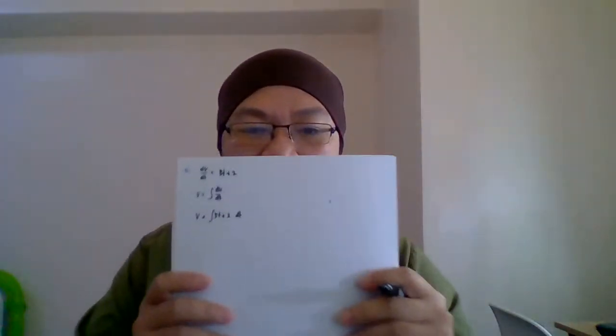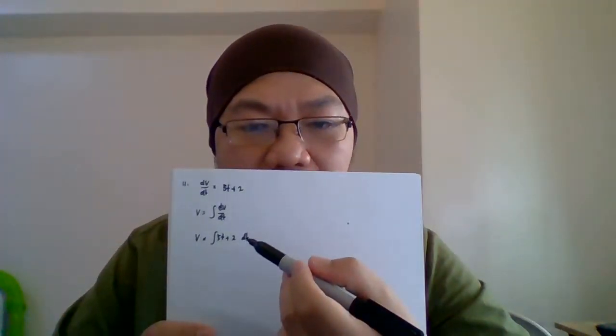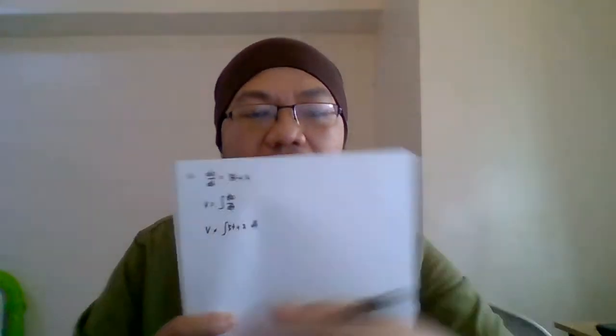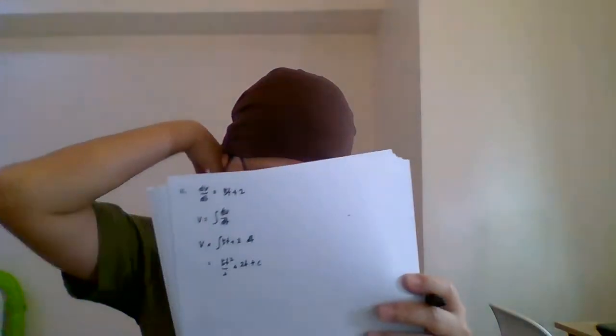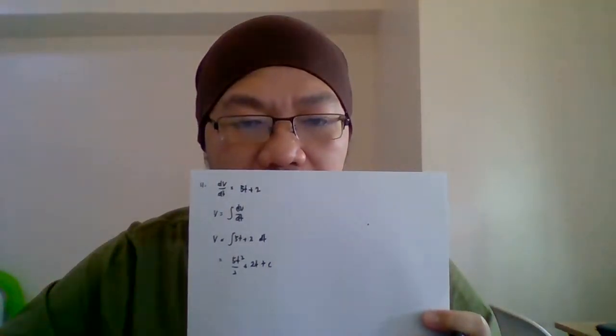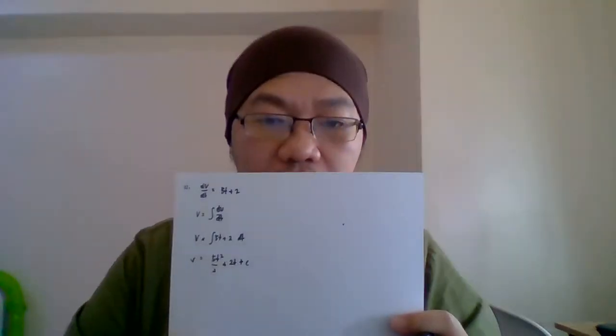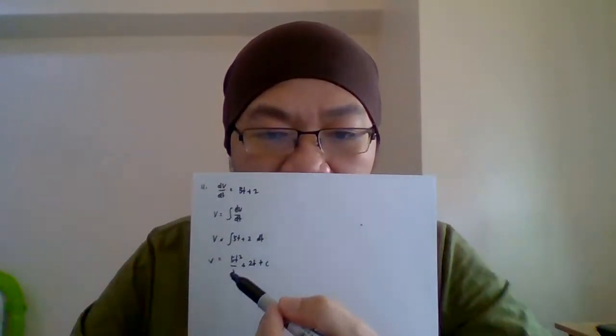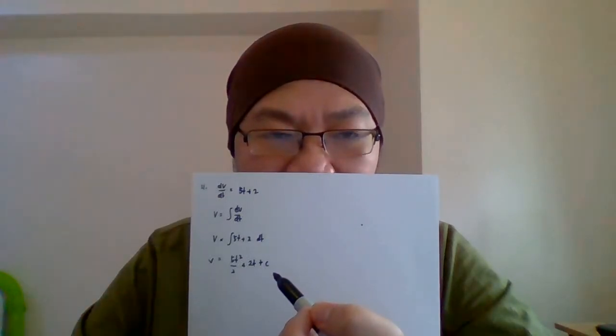So V equals the integral of 5t plus 2 dt, with dt in terms of t, not dx, because it is over dt here. So we just do the normal integration: 5t squared over 2 plus 2t plus c. So V equals 5t squared over 2 plus 2t plus c.